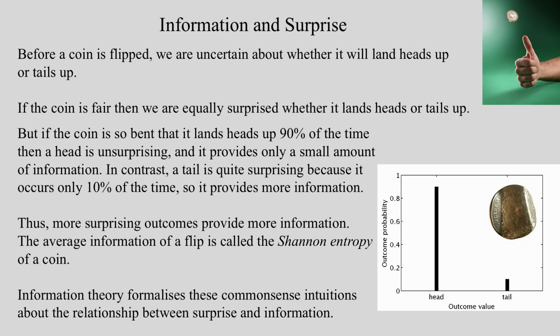The average information of a flip is called the Shannon entropy of a coin. Information theory formalizes these common sense intuitions about the relationship between surprise and information. Now let's make a start on how all this works in practice.